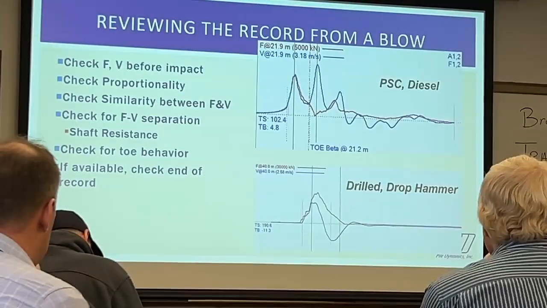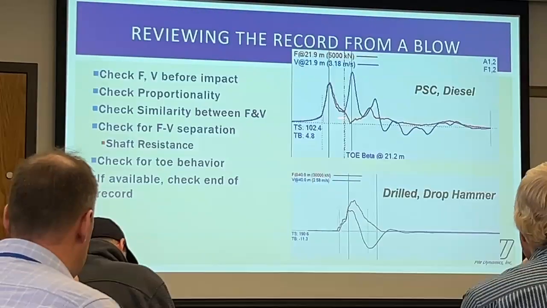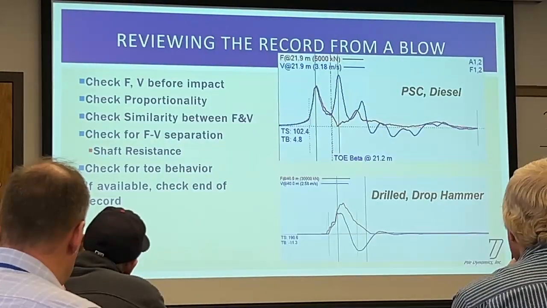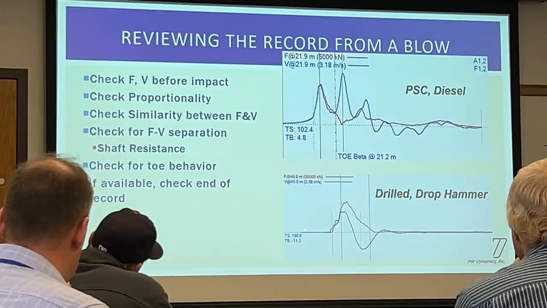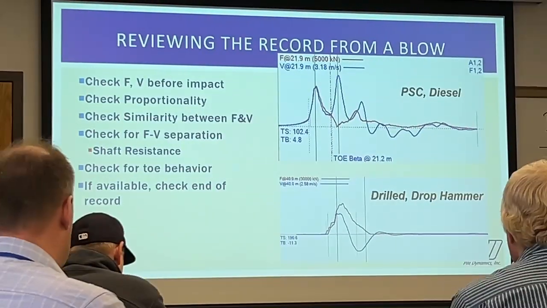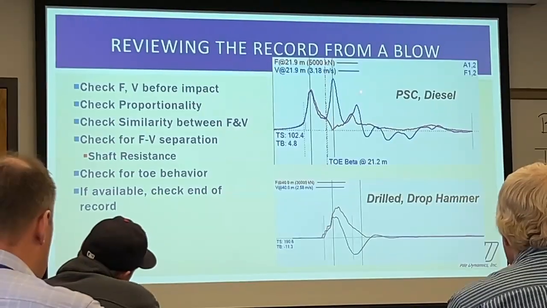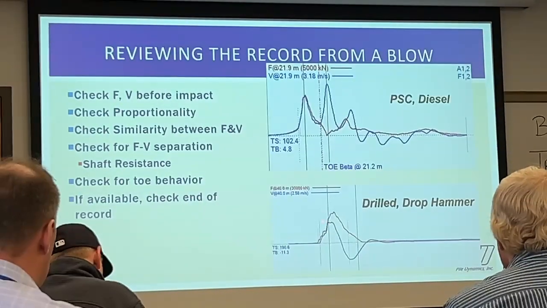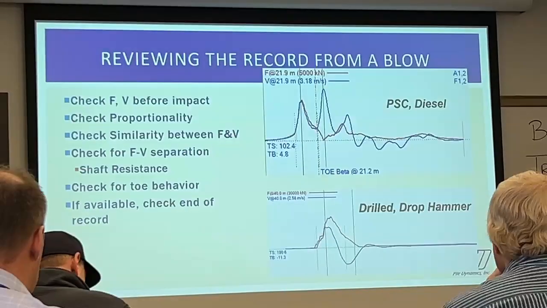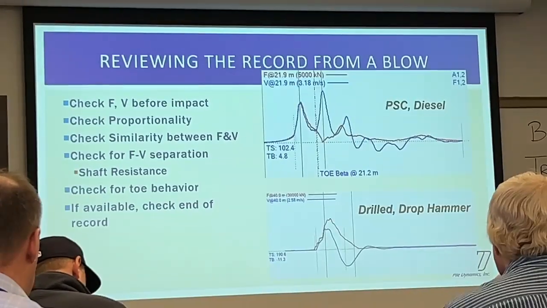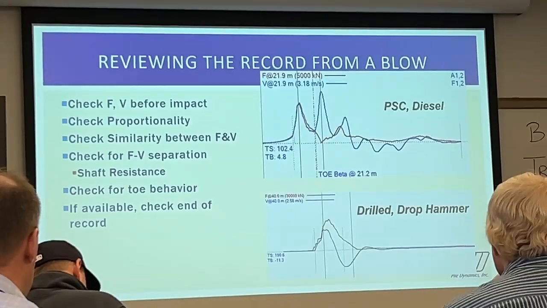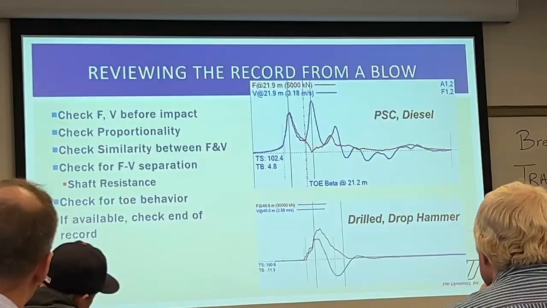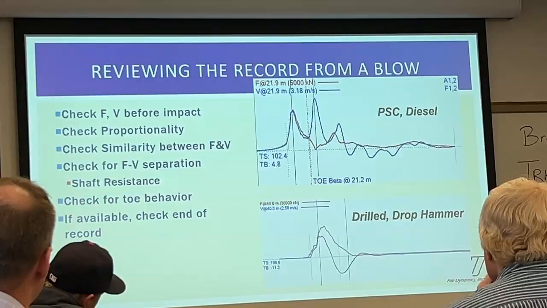For a drilled pile with a drop hammer, again we check before the impact. If we see it gradually rising, that tells us it's a diesel. On the drop hammer, we see it's all zero, so that tells us it's not a diesel hammer. Proportionality, again, looks pretty good through this region. Looks okay through here, and then about a quarter of the way down we start to get a significant indicator of either resistance or a bigger pile section. For driven piles, we don't really worry about that. We don't worry about the cross-sectional area of an H pile changing.